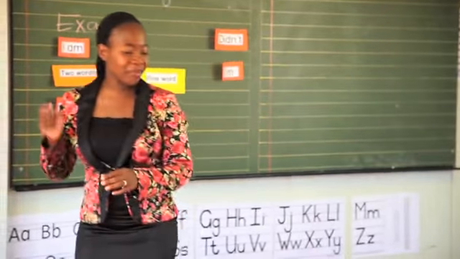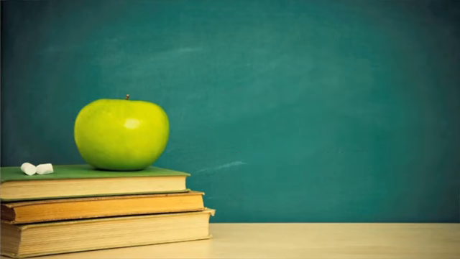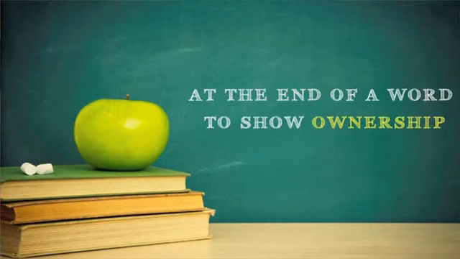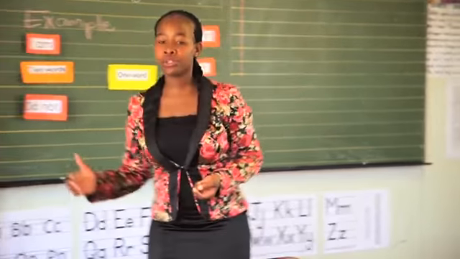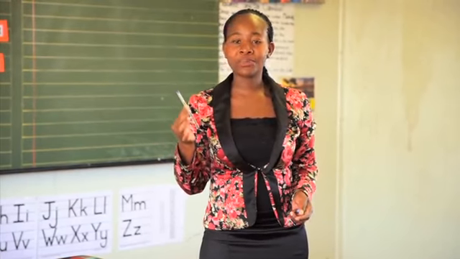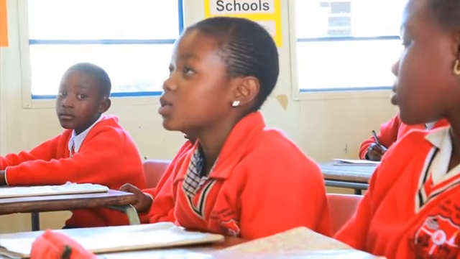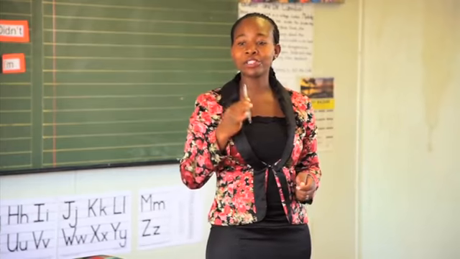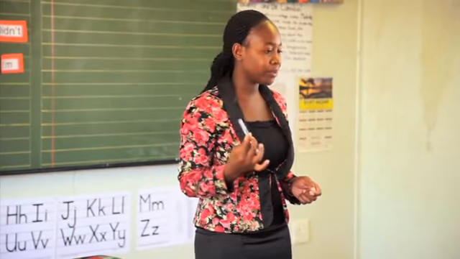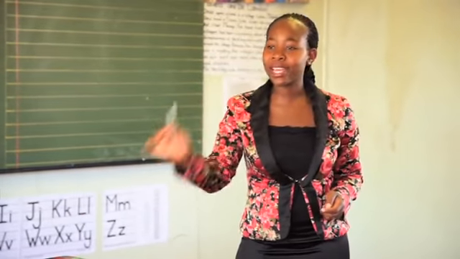An apostrophe can be written before or after the letter S at the end of a word to show ownership. What is ownership? Ownership means to who does it belong to? The girl's pen. The girl's pen. What does it mean? Who wants to try? It means the pen doesn't belong to me. Thank you. The pen does not belong to me. Who does it belong to? Lerato? The pen belongs to the girl.